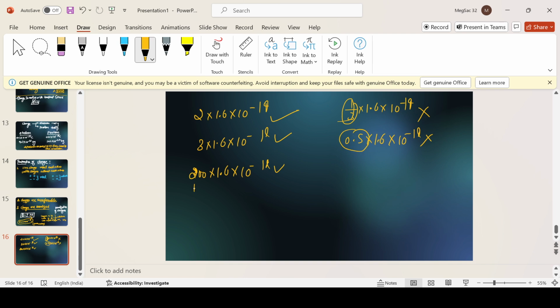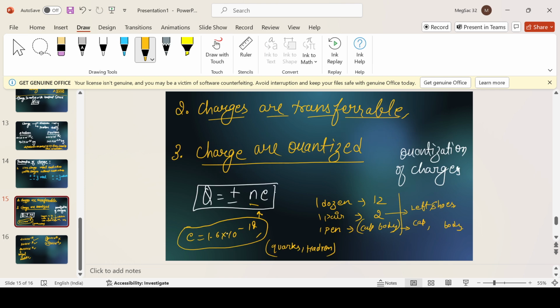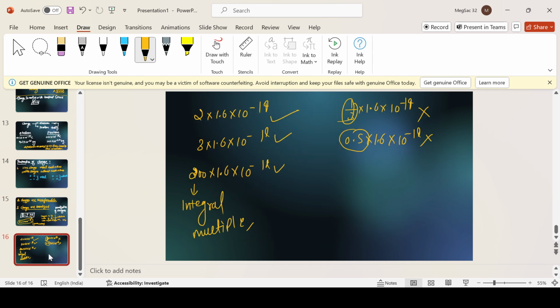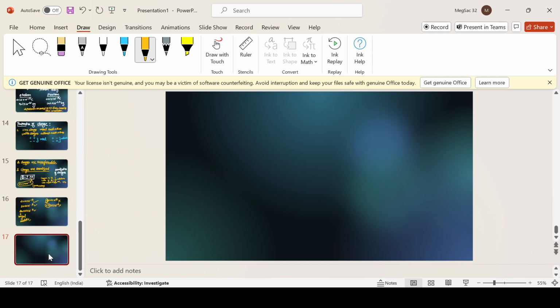It only requires the integral multiple. Integral multiple. Got it, everyone? This is what quantization means. The charge value is fixed, and that is 1.6 × 10^-19, and it's the integral multiple of it. Got it, everyone? So this is quantization, and the fourth property is charge is conserved.